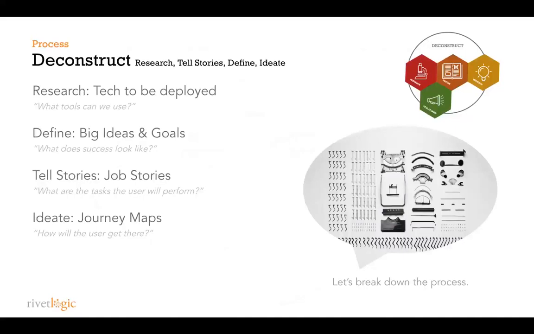Then we start telling job stories. What are the tasks that the user will perform? So we start getting more into the weeds. We start thinking more about, okay, how is this going to be achieved? And then we move on to doing what are called journey maps.